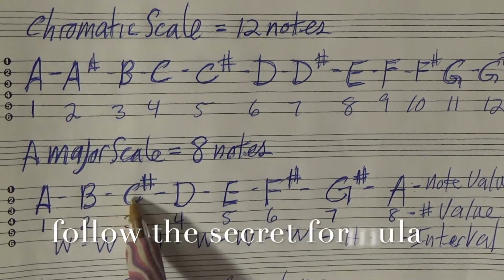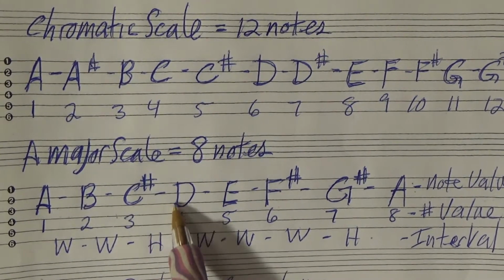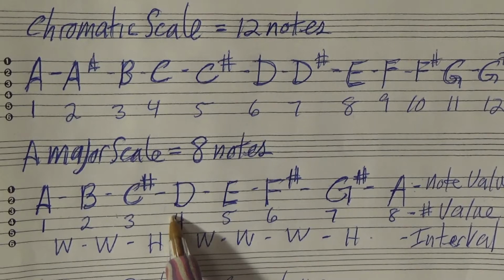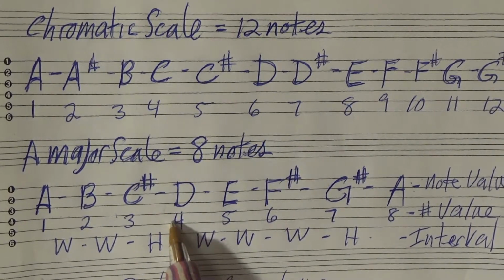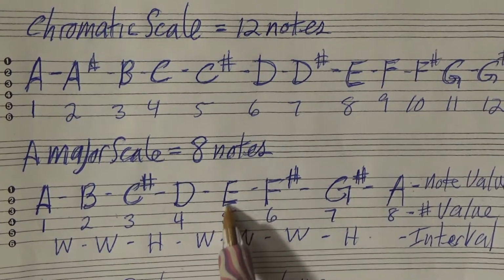Then we go a half step from here. So between the 3 and the 4 is only 1 fret. So that tells us that's going to be a natural D. Then we have another whole step between the 4 and the 5. So that tells us that's going to be an E.